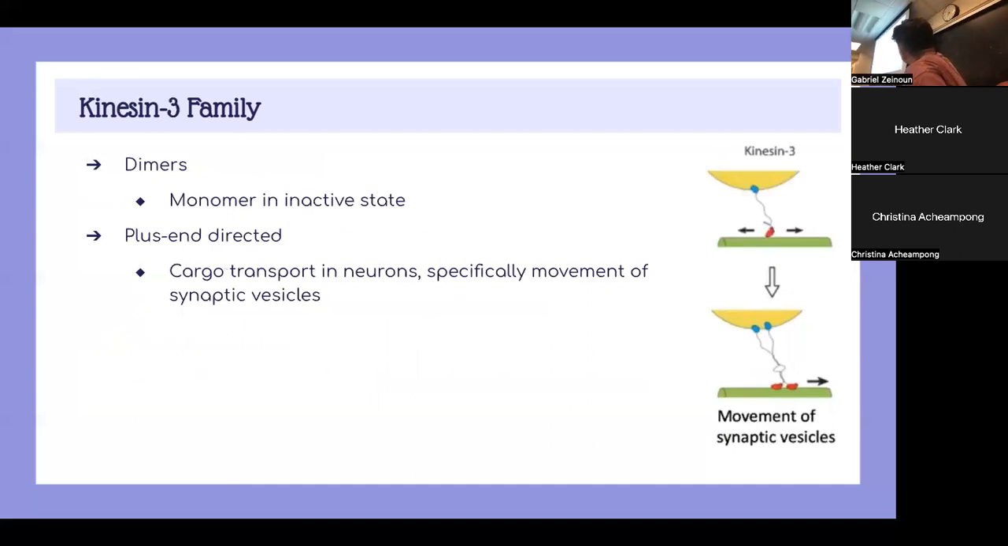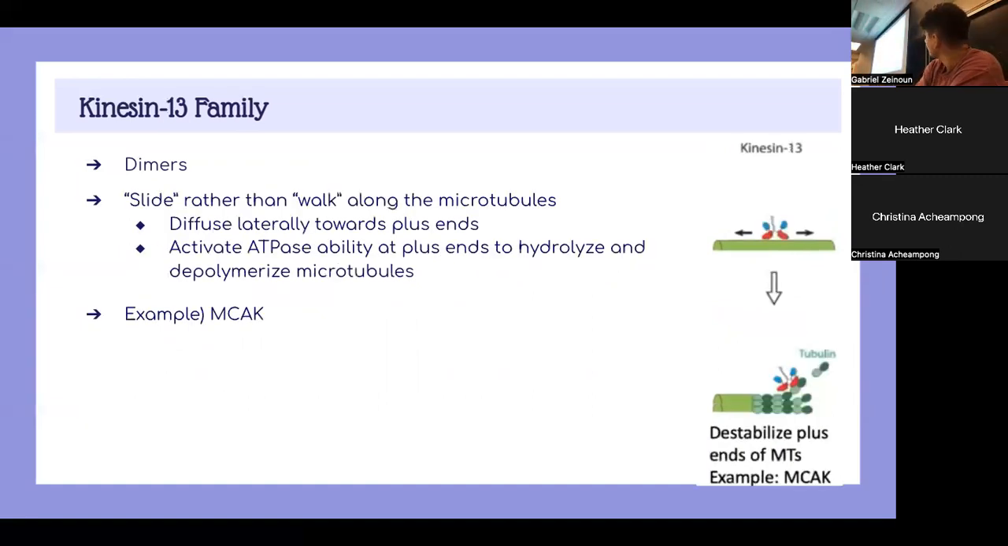Kinesin 3 family, also dimers, but they're monomers in the inactive state, and they are also plus-end directed. They're just used for something slightly different. They're used for cargo transport in neurons, and specifically the movement of synaptic vesicles, so between neurons. And then kinesin 13, also a dimer, but they slide rather than walking along the microtubule. They diffuse laterally towards the plus end.